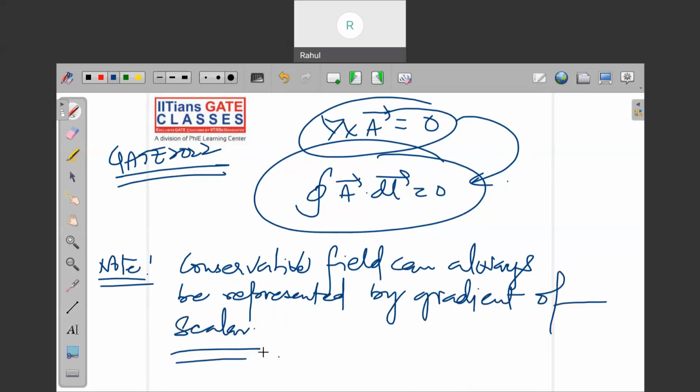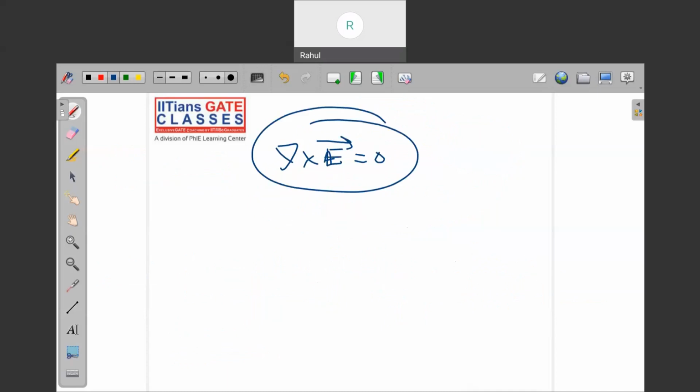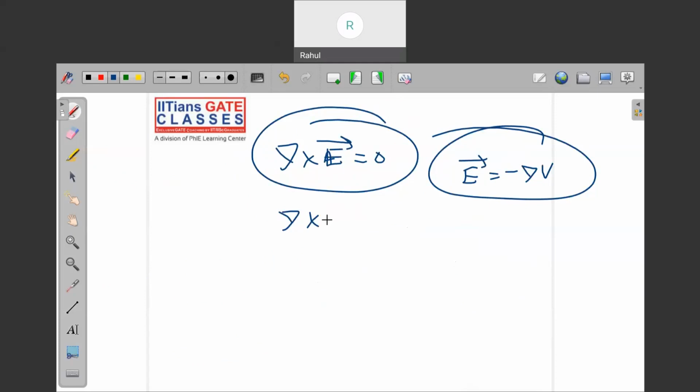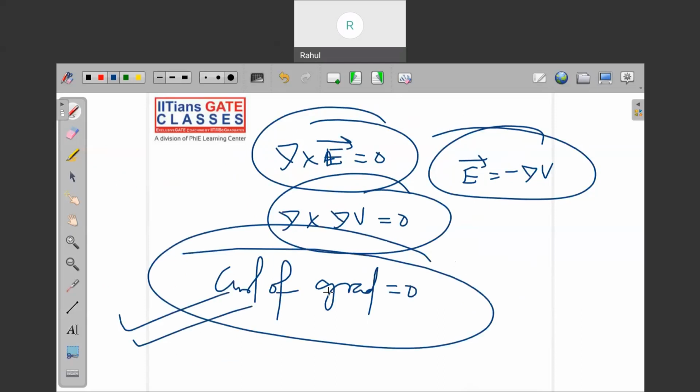Okay, a conservative field can always be represented by the gradient of a scalar. It means that if the curl of a vector E is equal to 0, that is a conservative field, then E can be replaced by the gradient of V, right? So it implies that the curl of a gradient is always 0. Remember, if somebody asks, the curl of a gradient is always 0.